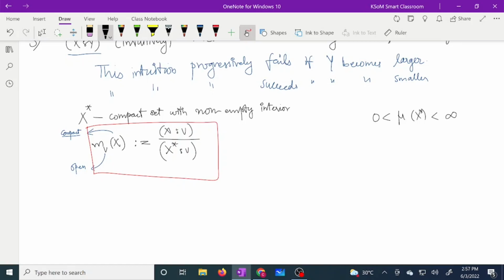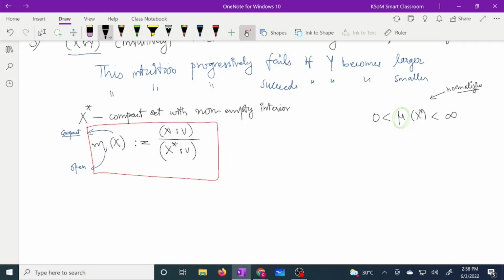Let me just put this in green color. We don't know whether this exists or not, but if it exists, this is called normalization. We are fixing a constant. We know that it is unique up to a constant, and we are fixing the constant. One of the easiest ways to do that is to say that a particular set has measure 1.